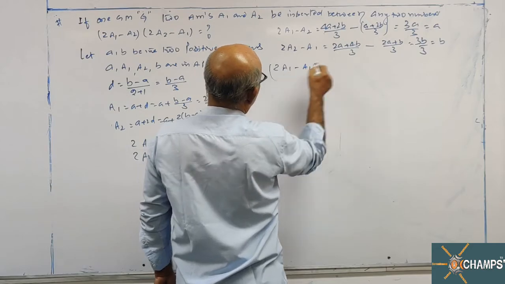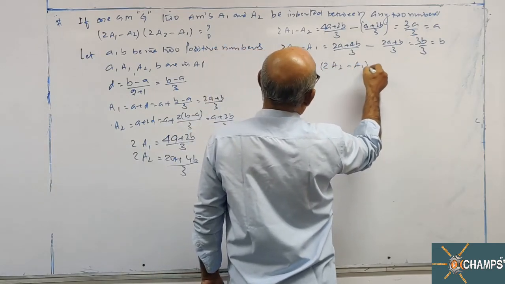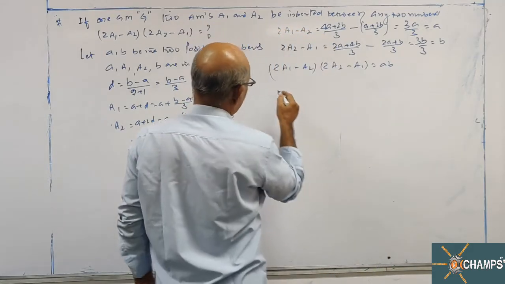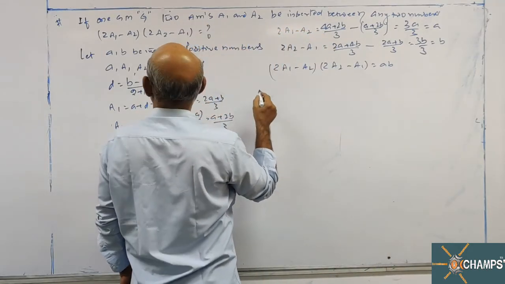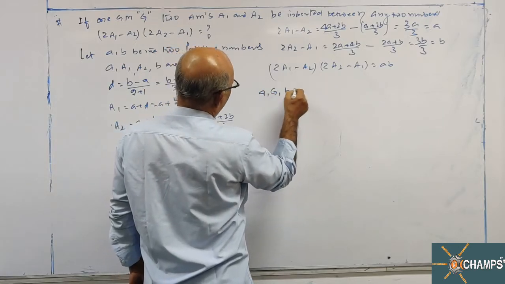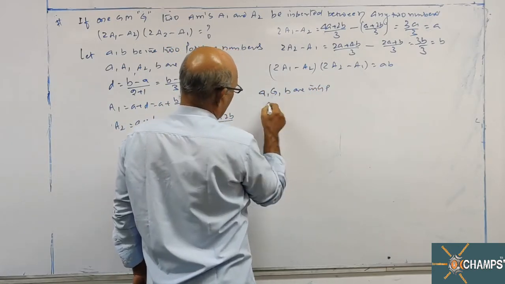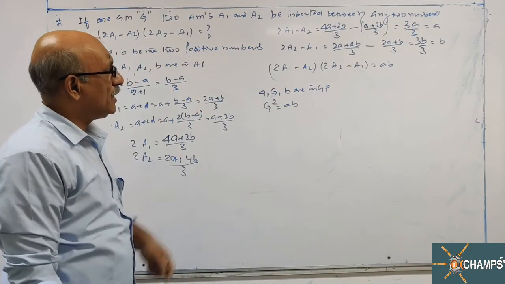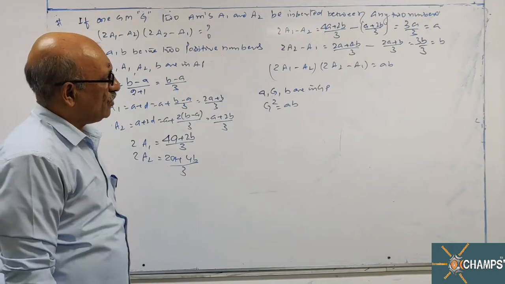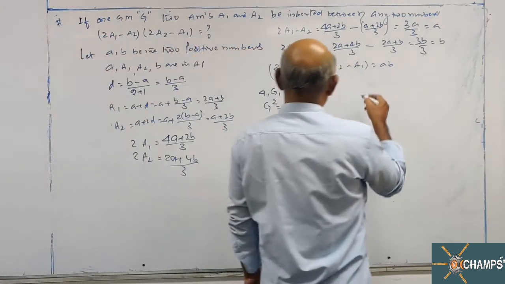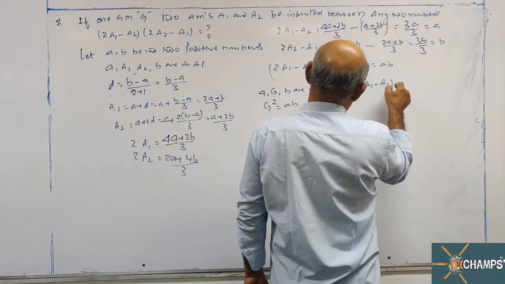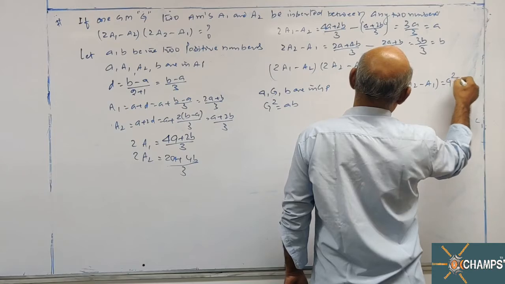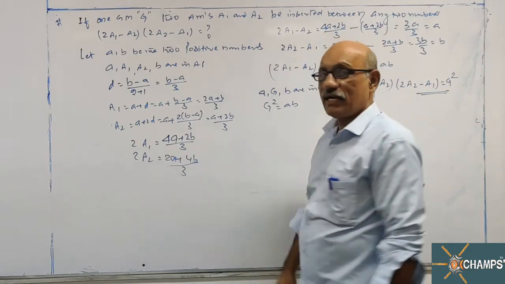2A1 minus A2 into 2A2 minus A1 is equal to AB. What is AB? Look at this one. A, G, B are in geometric progression. So square of the middle term is equal to product of first term and last term. So 2A1 minus A2 into 2A2 minus A1 is equal to G square. This is the standard result we have.